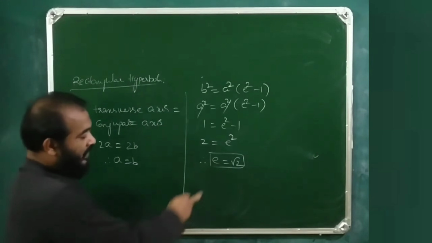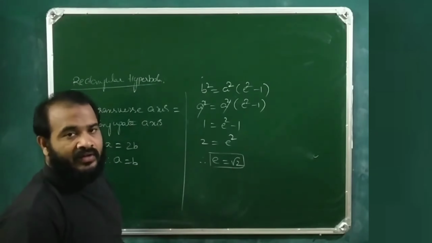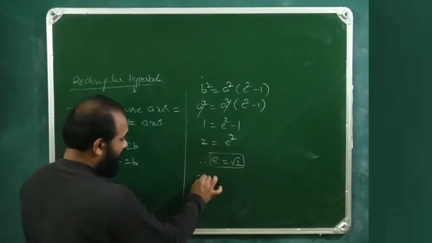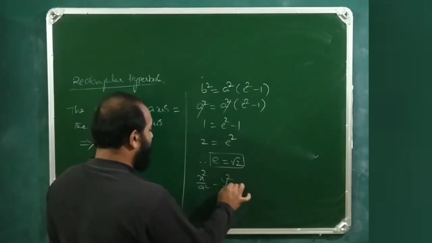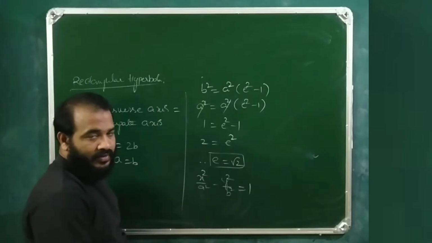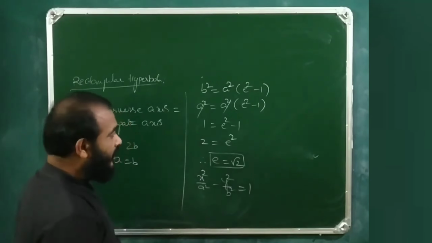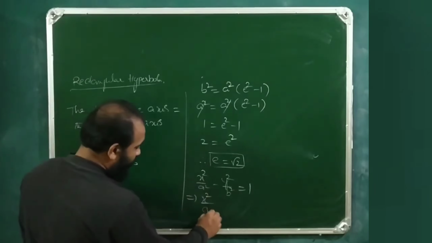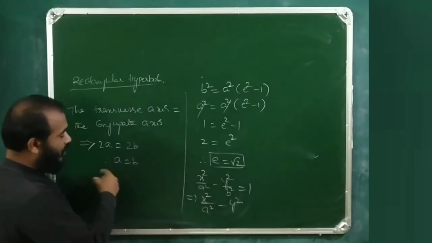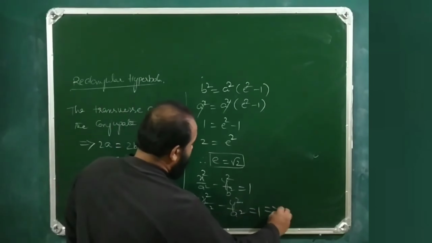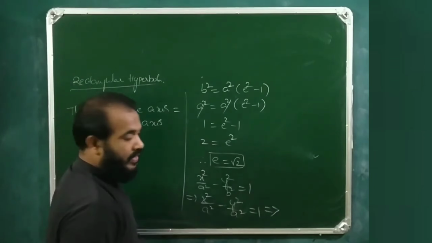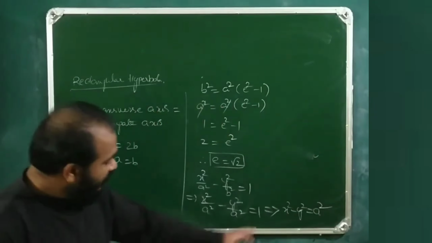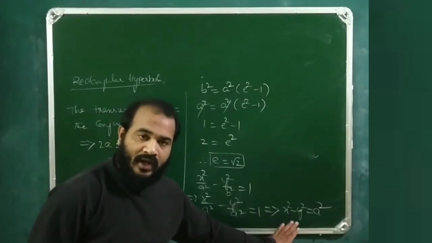So e is equal to root 2 is the eccentricity of the rectangular hyperbola, and its equation is x square by a square minus y square by b square equals 1, the hyperbola in its standard form. Here a is equal to b. So if I take it as a square, then x square minus y square by a square equals 1. Therefore, x square minus y square is equal to a square. So this is the equation of the rectangular hyperbola.